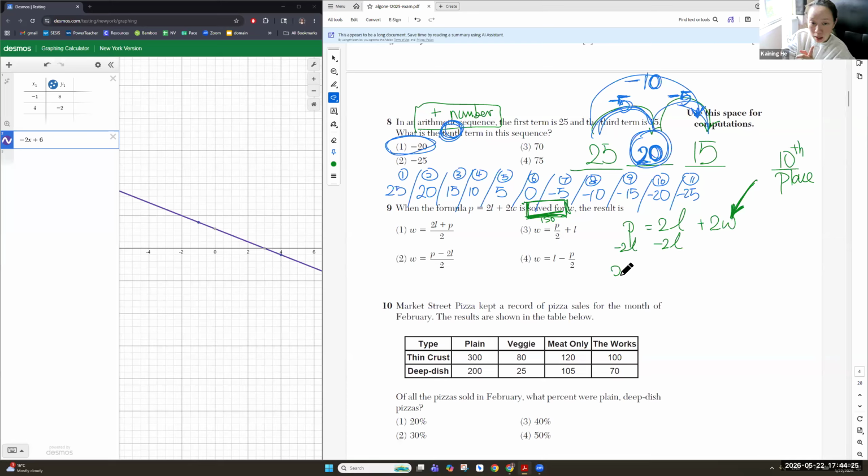So on the left side, I'll have P minus 2L. On the right side, I only have 2W. All right, see, once again, subtraction property of equality. At the very end right now, what do you got to do? You got 2W, but you want 1W, so what do you got to do?